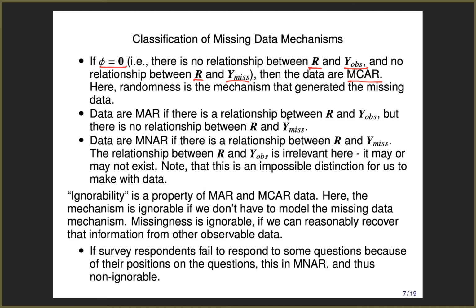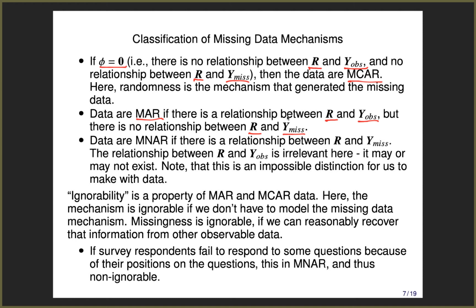The data are called missing at random, or MAR, if there is a relationship between R and the observed values. That is, the things that we do observe help us predict when an observation will be missing or not. But there's no relationship between R and Y missing. That is, the stuff that we don't observe is completely unrelated to whether an observation is missing or not.